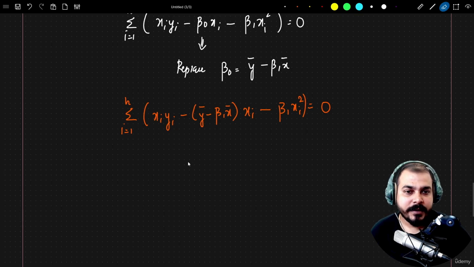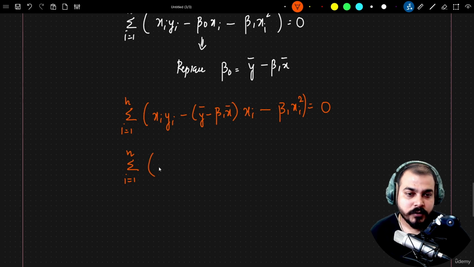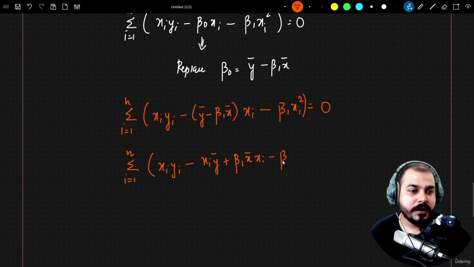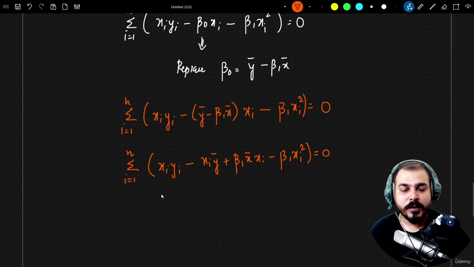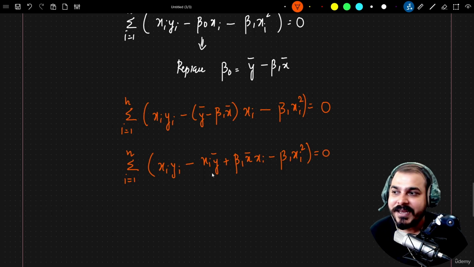Now in the next step, I will write summation of i equals 1 to n, and I will be multiplying x of i inside this. So this will be x of i, y of i minus x of i, y bar. Then this minus into minus will be plus. Then here I can write beta 1 x bar x of i minus beta 1 x of i whole square. Now you will be knowing why we are doing all these things, because at the end of the day we'll be getting an equation to find out beta 1.